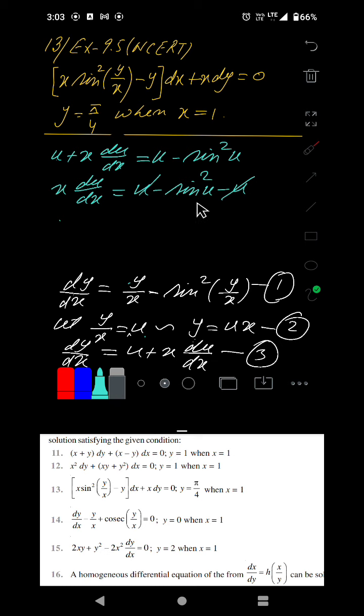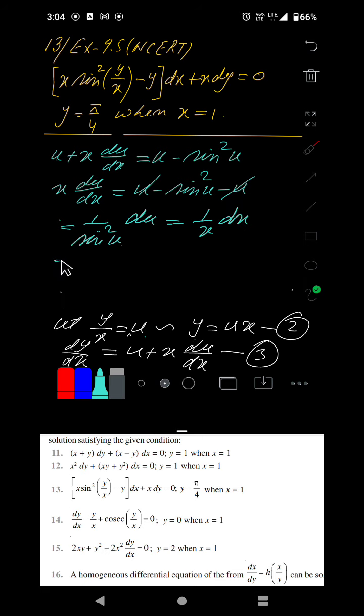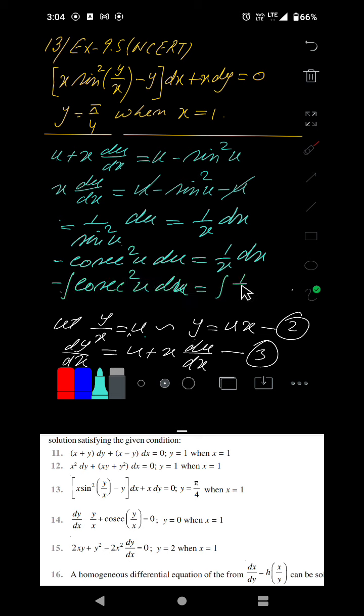In this step, transposing sine square u to left hand side and dx to right hand side, we have minus 1 over sine square u du is equal to, on the right hand side we have 1 over x dx. So this may be written as minus cosec square u du is equal to 1 over x dx. So this is variable separable form, so in this step we have to integrate both sides. Minus integral cosec square u du is equal to integral 1 over x dx.